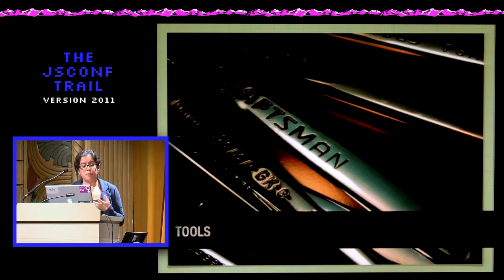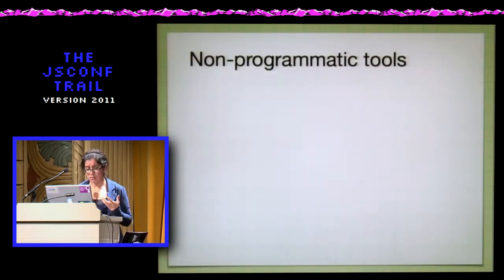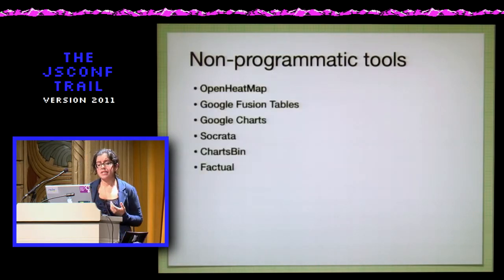So we realized at this point the tools could be broken up into two paths: the non-programmatic ones and the programmatic ones. And so we thought we'd look at several tools of each type. For non-programmatic tools, we decided to look at OpenHeatMap, which you just saw, Google Fusion Tables, Google Charts, Socrata, Chartspin, and Factual. Chartspin turned out to not be a good option because it doesn't allow you to upload your own data. It has some interesting data sets up there, but I couldn't upload anything of my own. And Factual was not a good option either because it doesn't provide a map view of our data, so it wasn't a good use case for us.